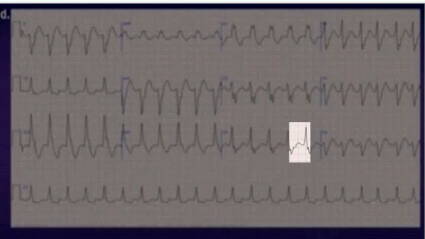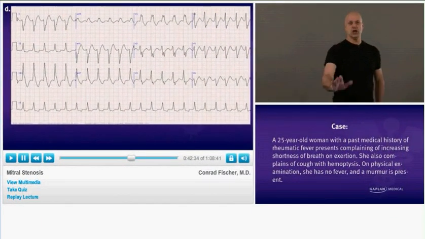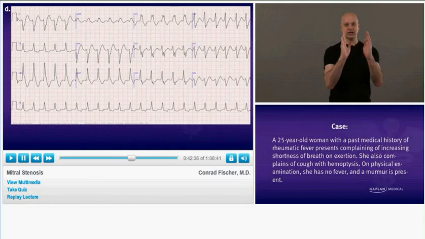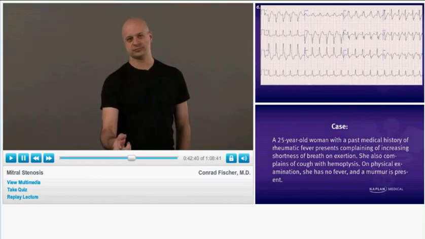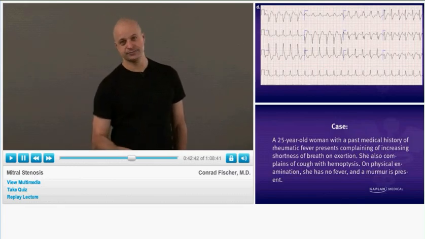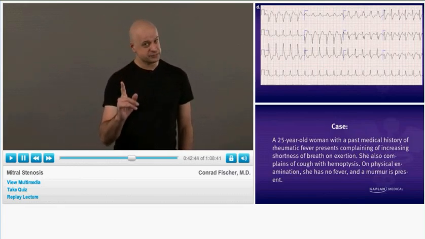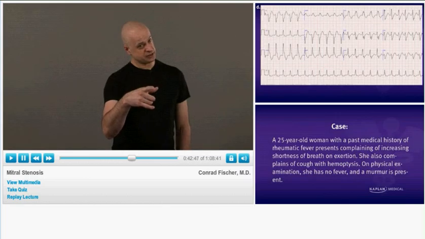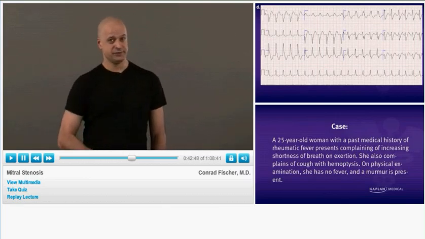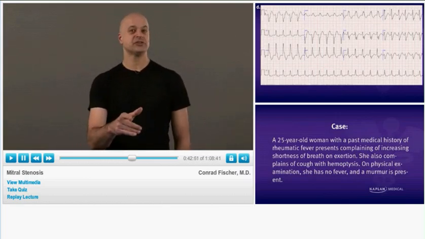What's the next best step in the management of that patient? You see that EKG? Wide complex tachycardia? What's the next best step? You can't leave them like that. You have to do something about it. Their heart is all aflutter. So what do you do next?